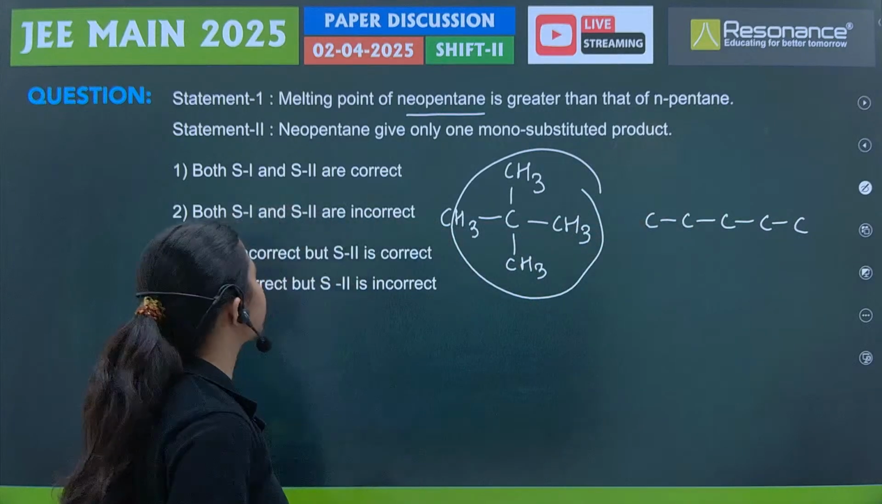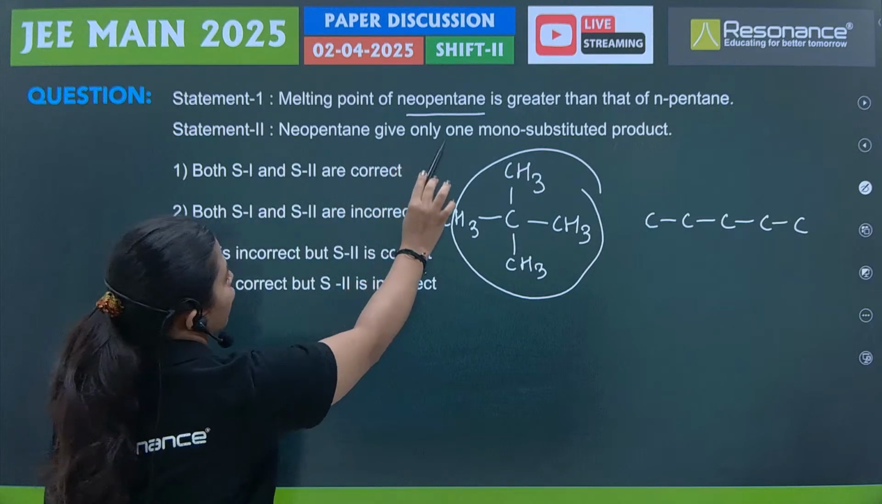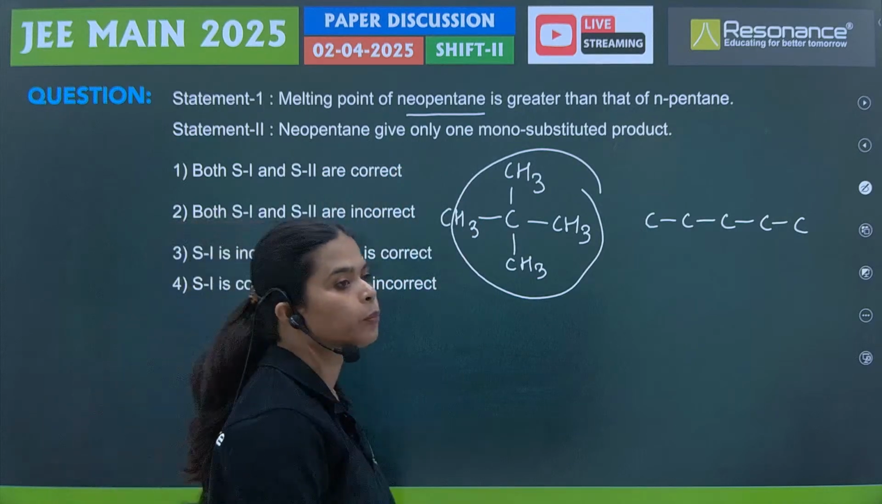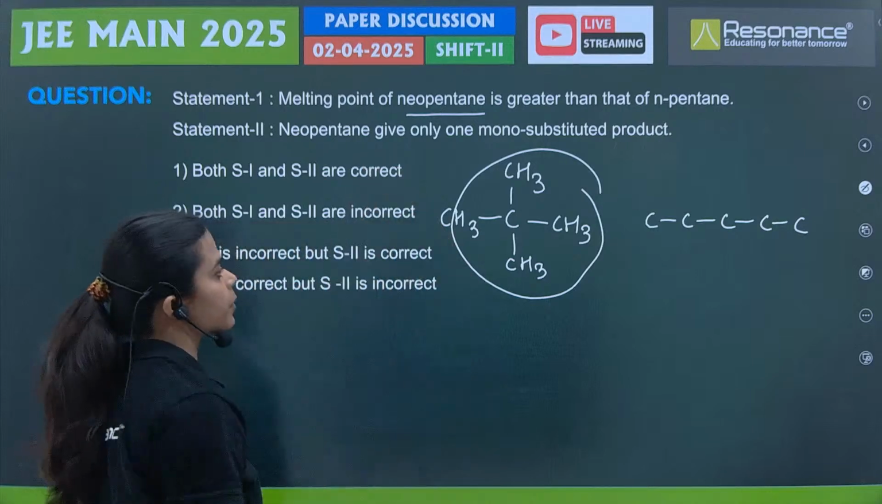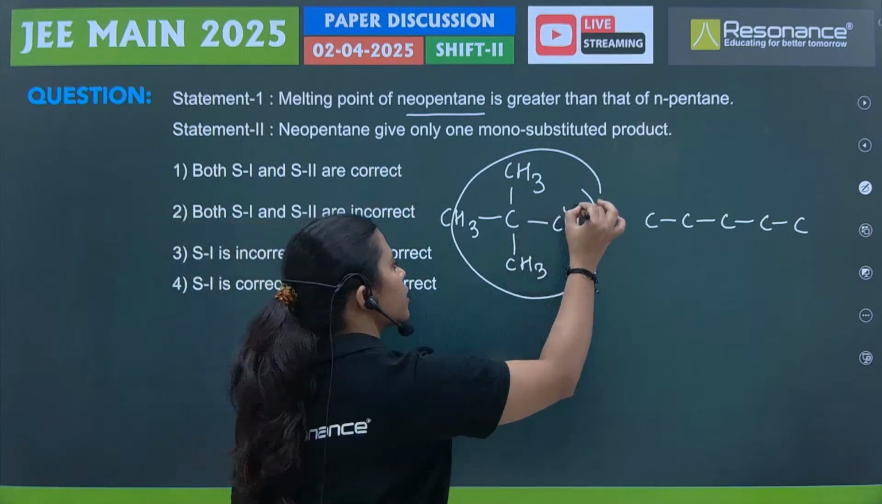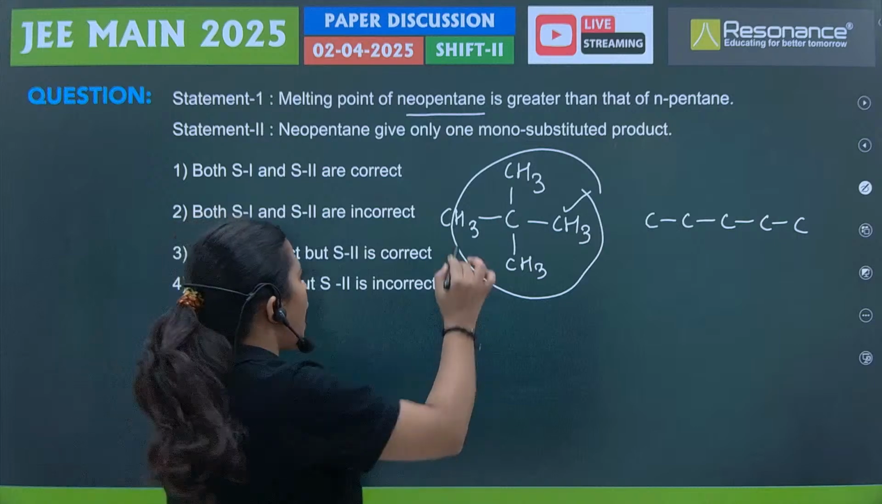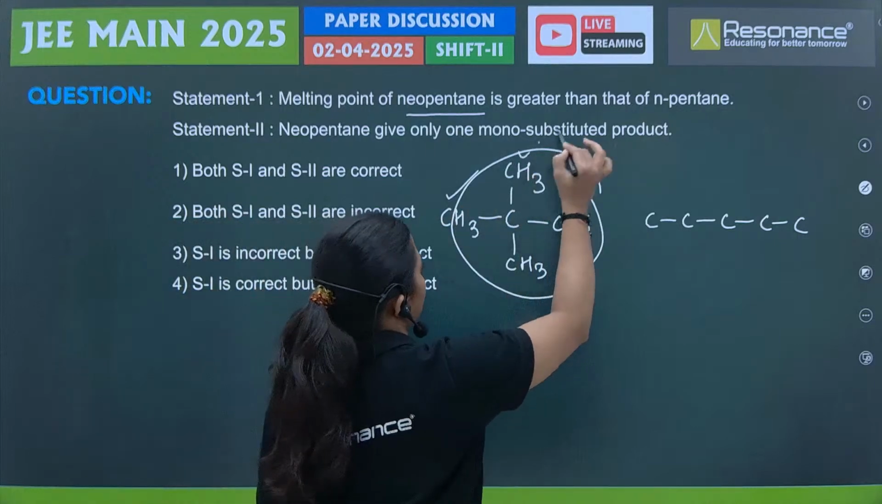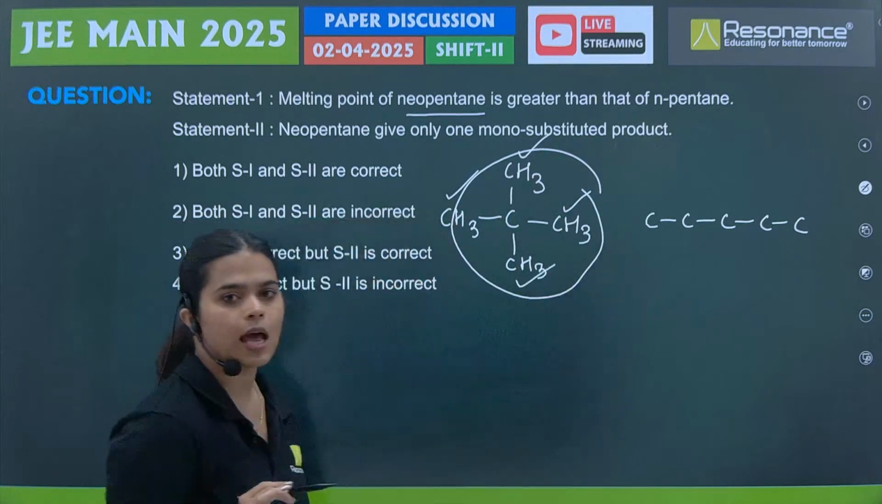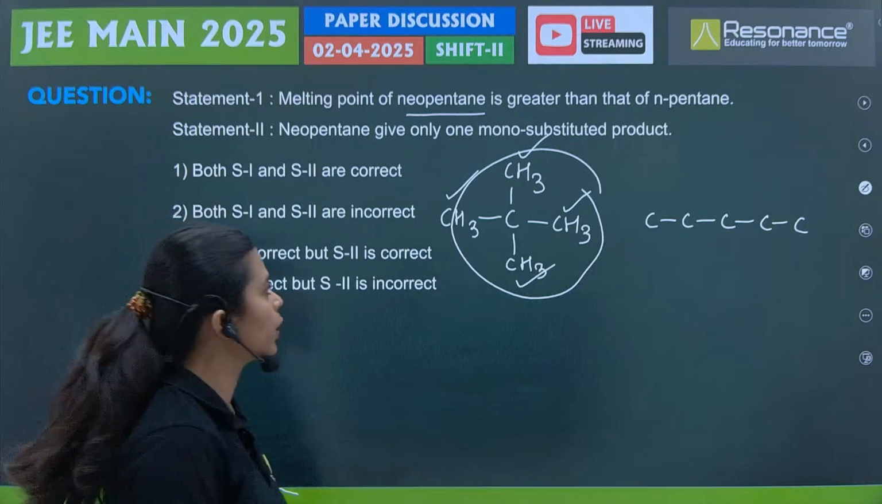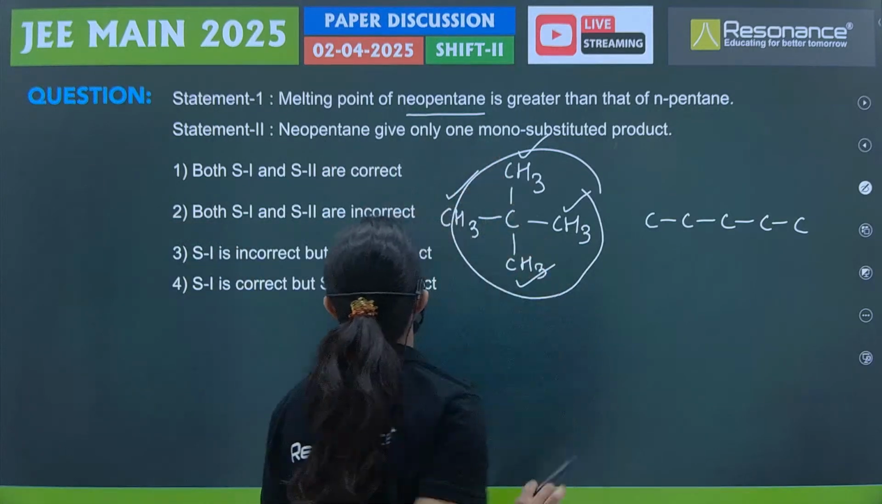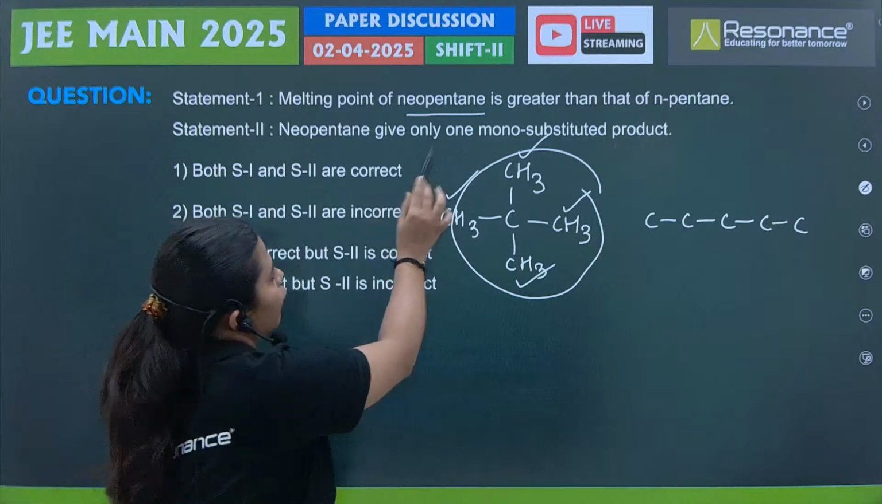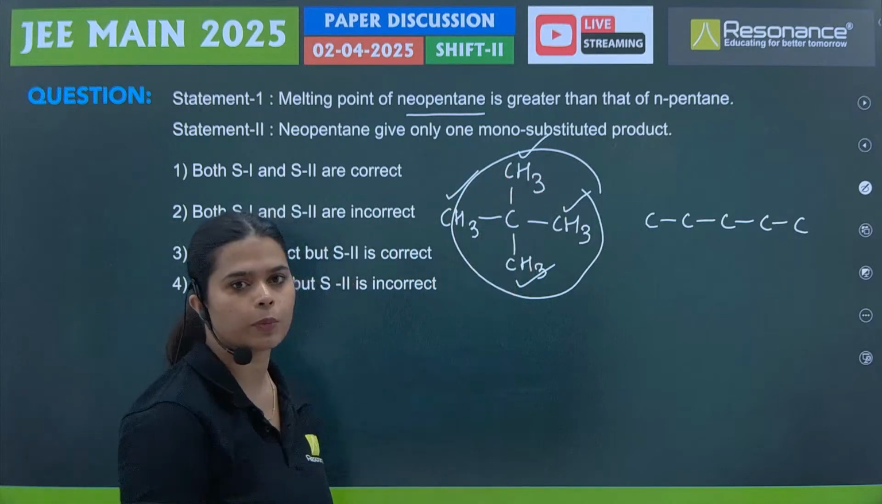What is the next statement? That neopentane gives only one monosubstituted product. So if we do monosubstitution here, either you can do substitution at this carbon, or at this carbon, or this carbon, you will get the same product. So the second statement is also correct, that neopentane gives only one monosubstituted product.